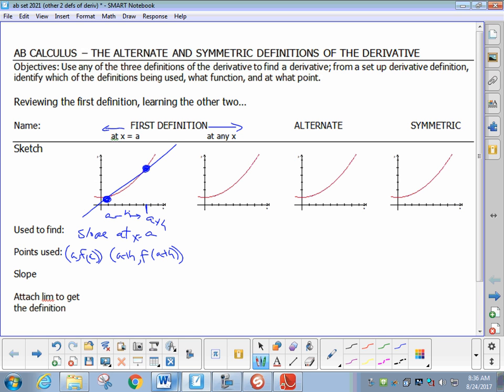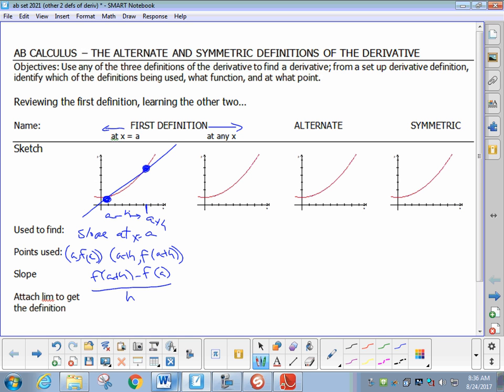Now then, the slope would be the change in y, f at a plus h, minus f at a, over the change in x. A plus h minus a is h. Now, what does that represent I just wrote? Difference quotient. I love it. Thank you. Difference quotient.